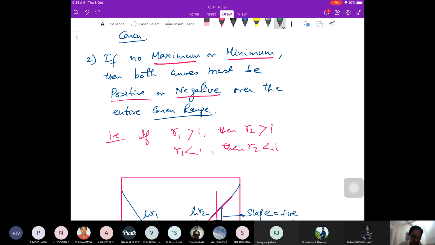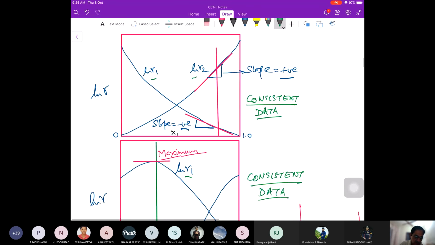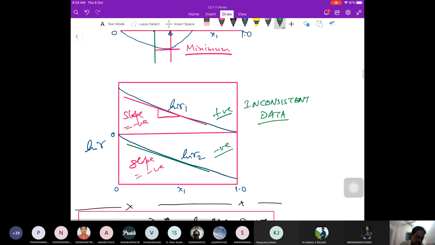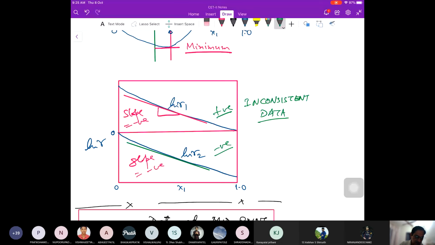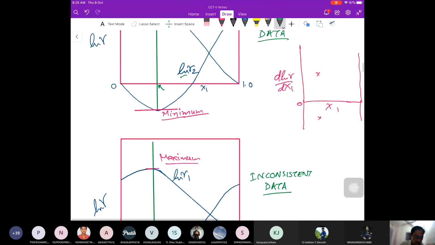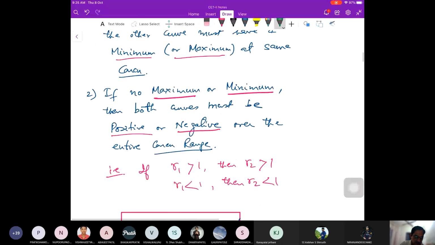That means if gamma 1 is greater than 1 or ln gamma is greater than 0, ये ln gamma plot कर रहे हैं हम, right? ये ln gamma. Ln gamma 1 is greater than 0, ln gamma 2 should also be greater than 0. इसका भी derivation अभी मेरे पास नहीं है, but I can show you tomorrow. So that is second condition.